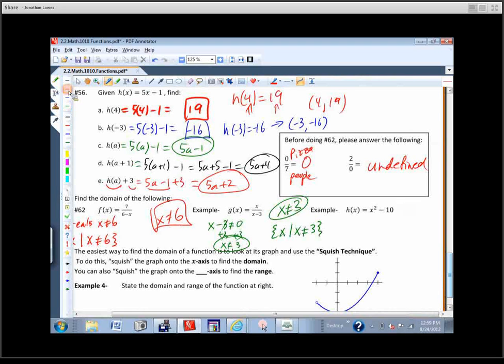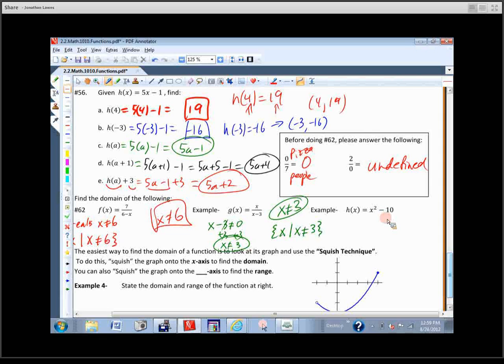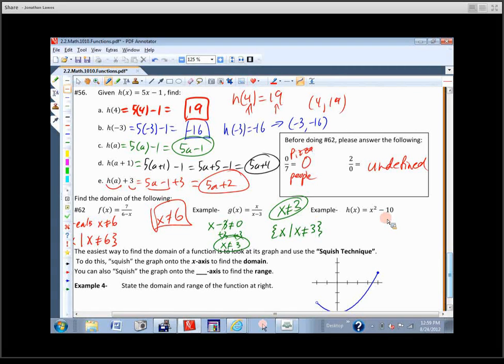Let's see, what's the domain of this one? Is there anything that we cannot plug in there? Can you plug in 5? Negative 3? What about 0? Can you plug 0 in? Yep. Any positive number is okay, right? Any negative number is okay. And 0 is okay. So this would be all reals.